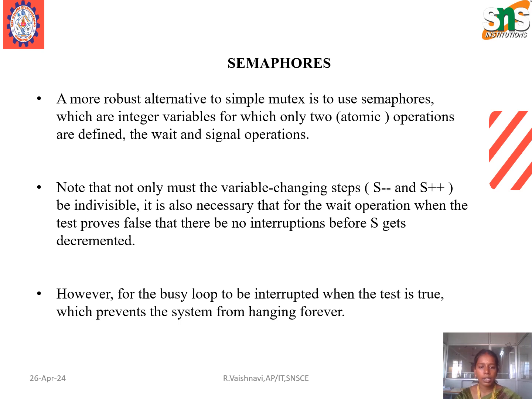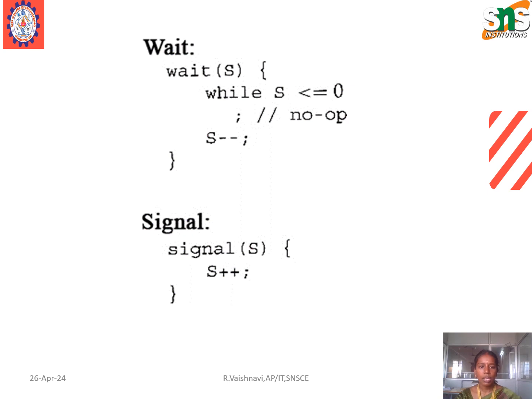It is also necessary that for the wait operation, when the test proves false, there be no interruption before the s gets decremented. However, it is okay for the busy loop to be interrupted when the test is true, which prevents the system from hanging forever. Next one, wait. Wait(semaphore s): while s is less than or equal to 0, do no operation. Then s--, that is the semaphore is decremented.